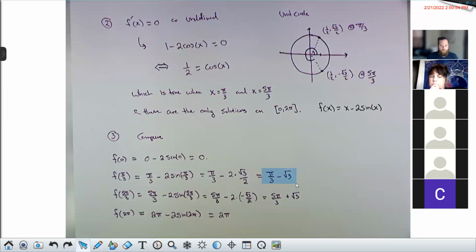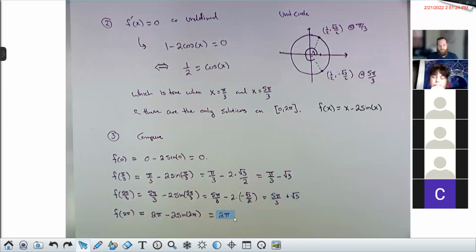So this guy I expect to be negative. Somewhere in the neighborhood of negative 0.5, maybe right around there. This guy is definitely positive, because positive plus positive. 5 pi over 3, well, if pi over 3 is in the neighborhood of 1, then 5 pi over 3 is in the neighborhood of 5. So this is somewhere around 5, plus something around the size of 1.5. So this is somewhere around 6.5.